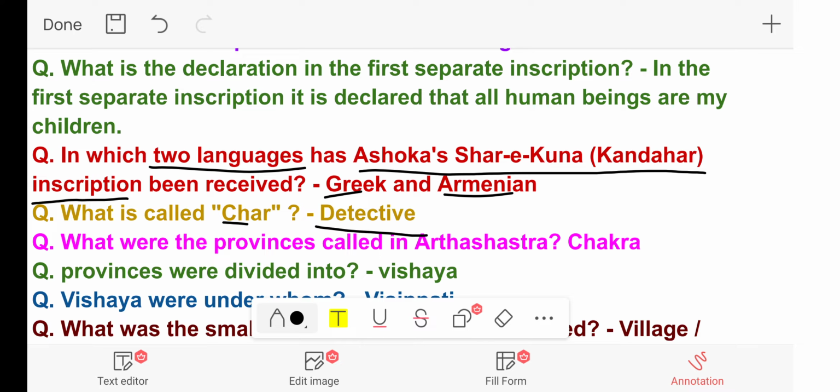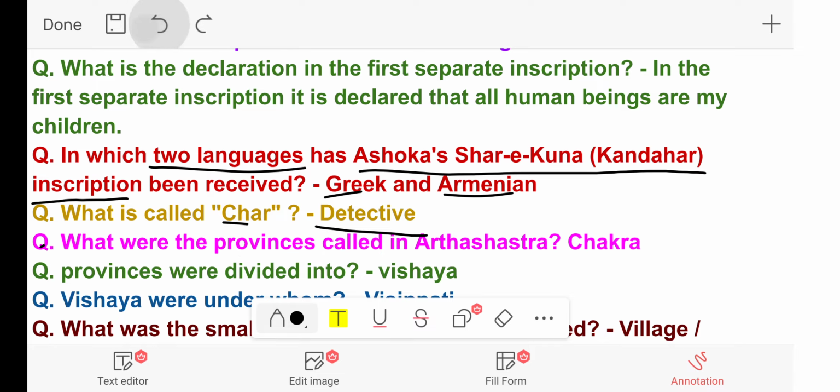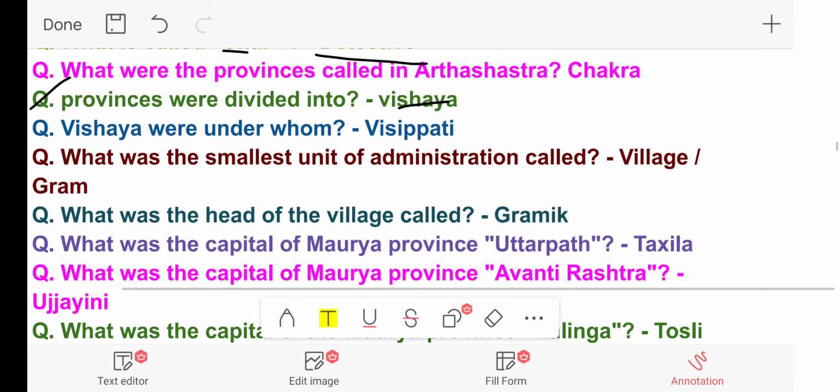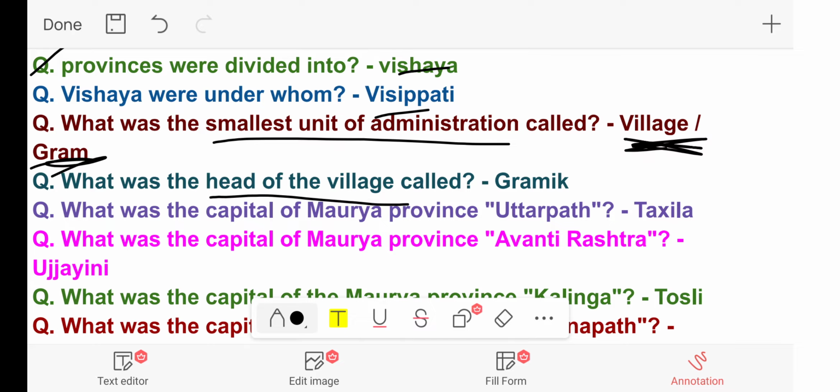Next, what were the provinces called in Arthashastra? So the answer is Chakra. Chakra were the provinces called in Arthashastra. Next, provinces were divided into Vishya. Next, Vishya was under whom? So it was under Vishpati. Next, what was the smallest unit of administration called? Answer is village or gram. What was the head of the village called? And the answer is Gramik.